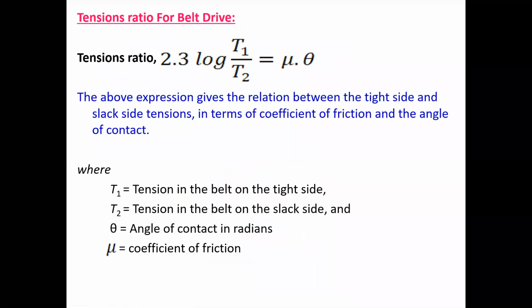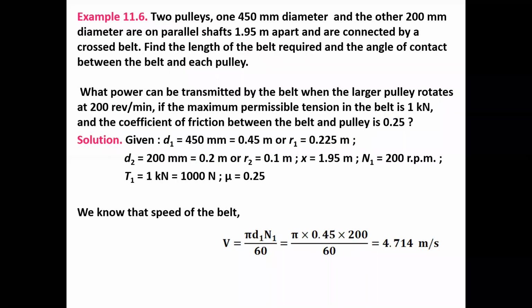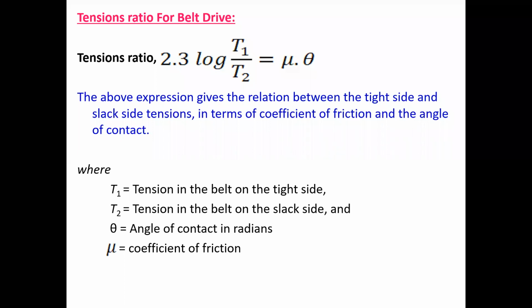Now, the tension ratio for belt drive. This is the formula 2.31: 2.3 log of T1 by T2 equals mu theta. T1 and T2 represent the tensions in the tight side and slack side, theta represents the angle of contact, and mu represents the coefficient of friction. That is our tension ratio for belt drives.